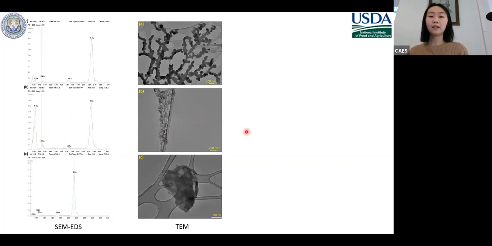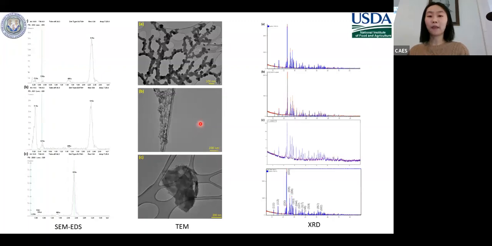And this TEM shows that both uncoated and coated nanosulfur have a uniform spheroid shape, but with different particle sizes. The coated nanosulfur actually shows a smaller particle size, maybe due to less aggregation. The XRD further demonstrates that the crystal of the sulfur materials is all S8. Here we can see that they all show similar peaks compared with the standard material.